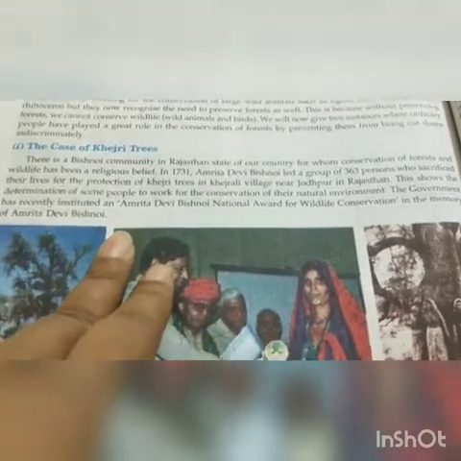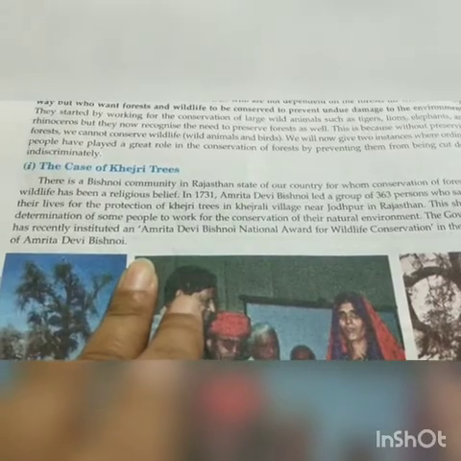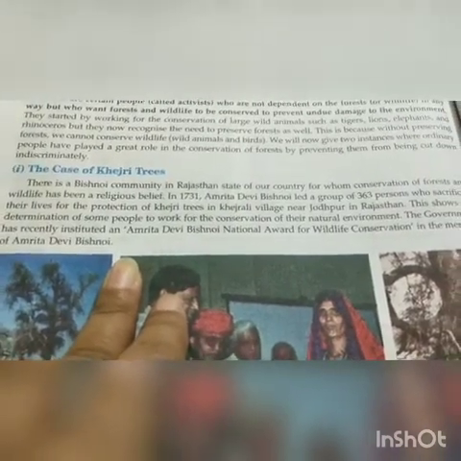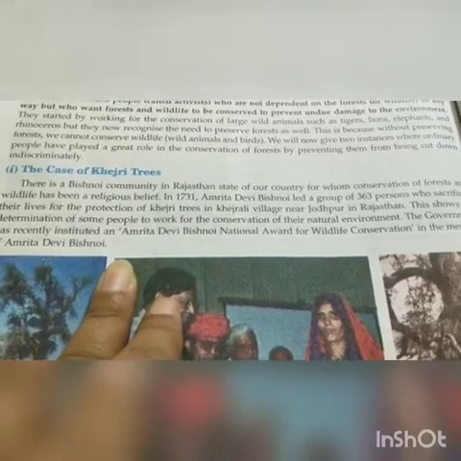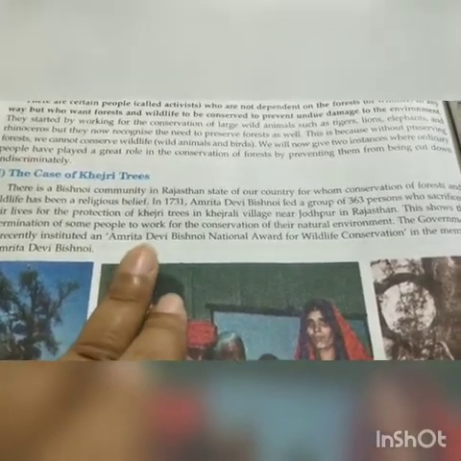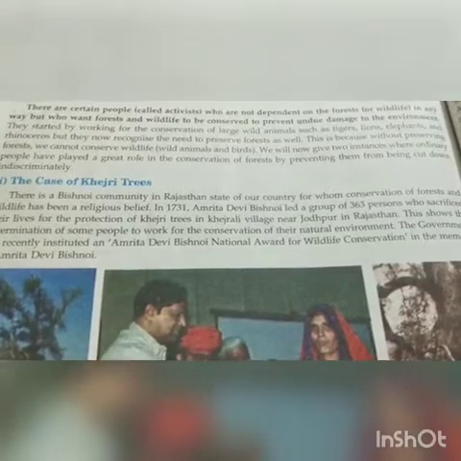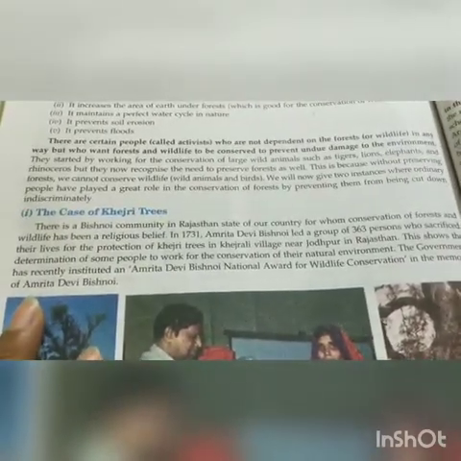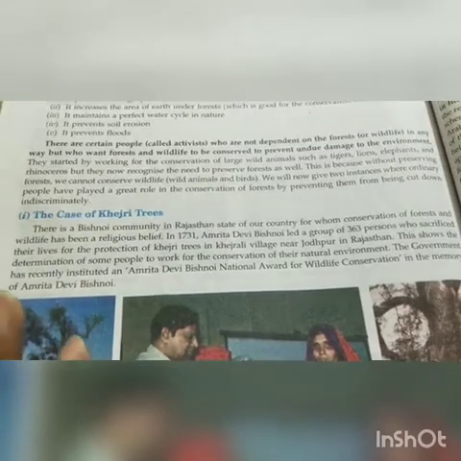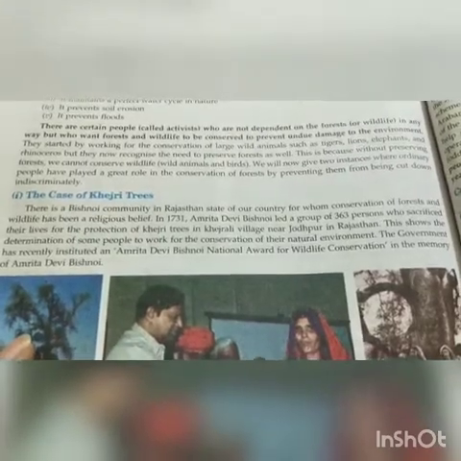Bishnoi. Okay, so in the Khejarli village near Jodhpur, Rajasthan, the people under the guidance of one lady, that is Amrita Devi Bishnoi, guided the 363 people who sacrificed their life for the protection of the Khejri trees, one type of tree present in the Jodhpur Khejarli village. So they sacrificed their life to protect their trees. So recently the government announced the Amrita Devi Bishnoi National Award for Wildlife Conservation in the memory of Amrita Devi Bishnoi.